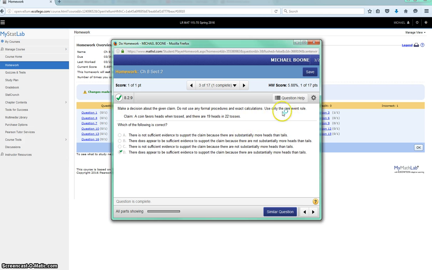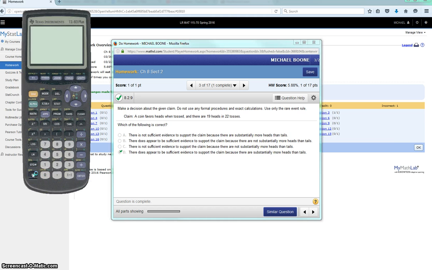So it's a rare event. If the probability is low, then maybe something's not true about what is known. So here's a claim: a coin favors heads when tossed, and 19 heads out of 22. So no crazy calculations, but if we did maybe 19 divided by 22, that's a lot more than 50%, and that's what we think a fair coin would be. So there does not appear to be sufficient evidence to support the claim because there are substantially more heads than tails.